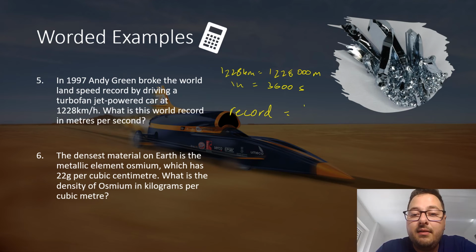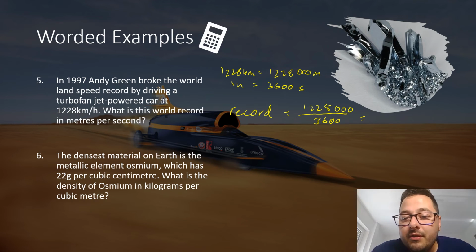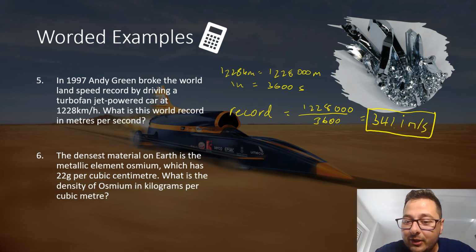So the record is going to be speed, the distance, sorry, over the time. And we use a calculator. So 1,228,000 divided by 3,600, which gives us 341.1 recurring, and that is meters per second. So over 300 meters every second. That's pretty fast.